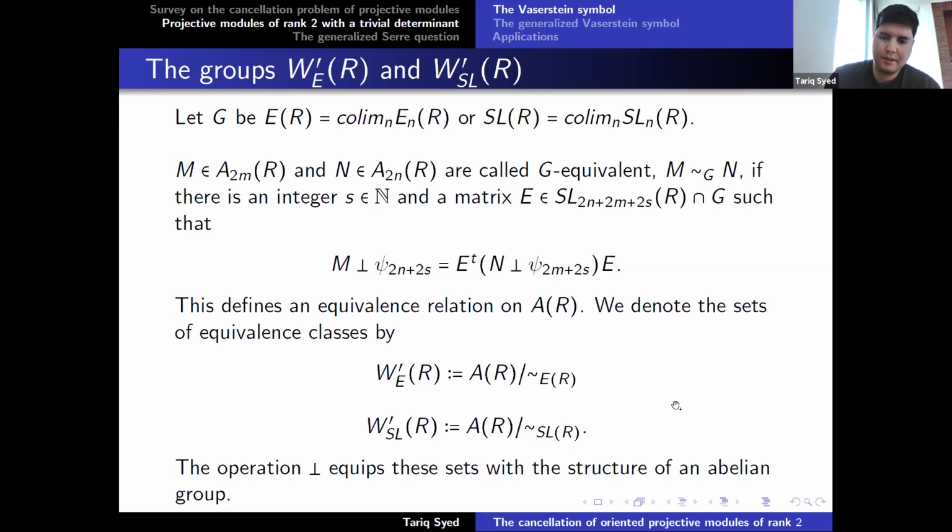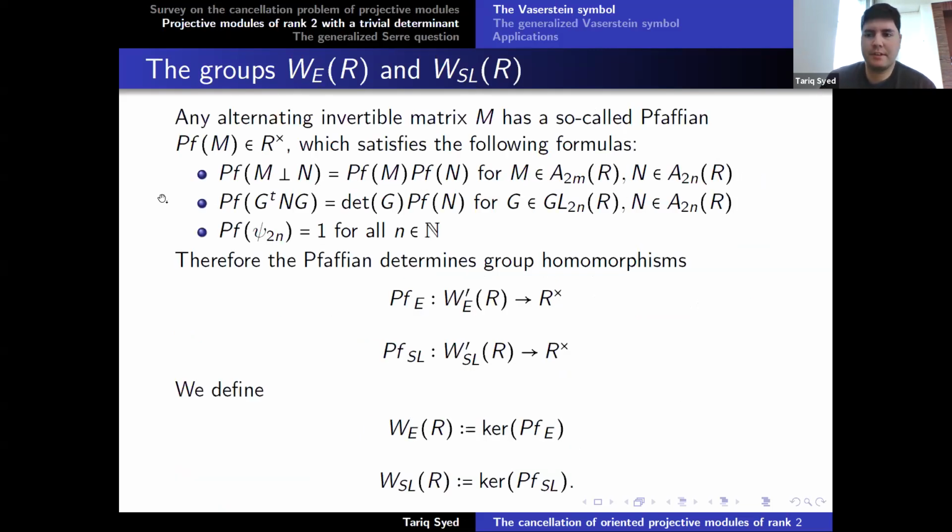We have two abelian groups now. And now we have a so-called Pfaffian on alternating invertible matrices. So for any M, we have a Pfaffian, which is a unit in R. Roughly speaking, it is a square root of the determinant of M. So M is invertible, its determinant is a unit, and its Pfaffian is a square root of the determinant. And it's compatible with block sums. It's compatible with isometries. So you always have to multiply the Pfaffian of N by the determinant of this isometry, if you think of G as an isometry between alternating forms. And the Pfaffian of this psi 2n is always 1.